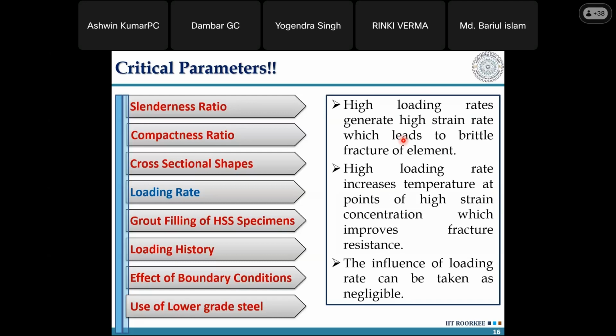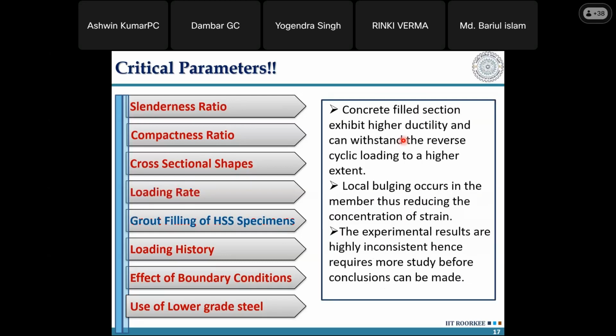So if you do a test in an experimental lab at a very low frequency or a certain low rate, a certain kilonewton per second or something like that, this is the load that you're applying, it doesn't matter, because loading rate does not have an effect on the performance. You will not get a varying answer if you do it at a different rate. Now you can understand, if I fill the tube with some concrete, obviously it is like a composite section, so it will have an enhancement. But normally this is not done anywhere.